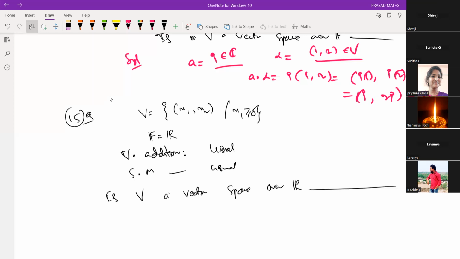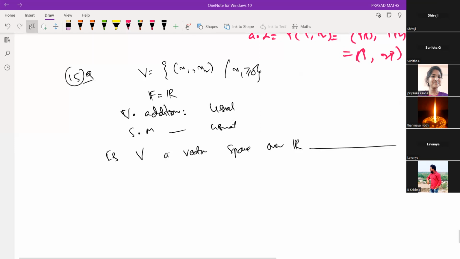No, sir. Which property fails? The second, scalar multiplication. If we take the scalar as negative, it fails. I'm restricting only the first component; I don't bother about x2. x2 is a real number and can be anything. If we take a negative scalar, then it fails.